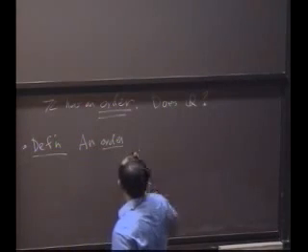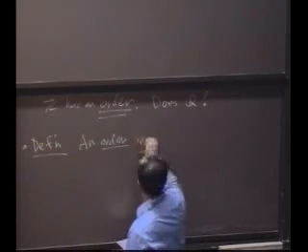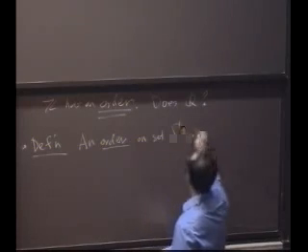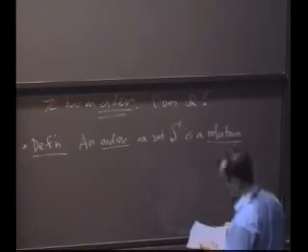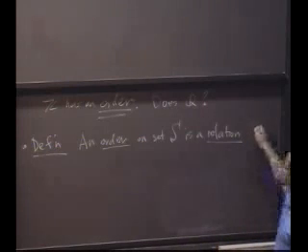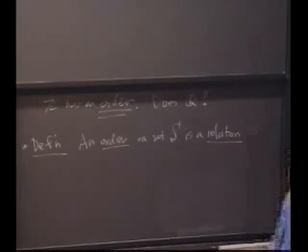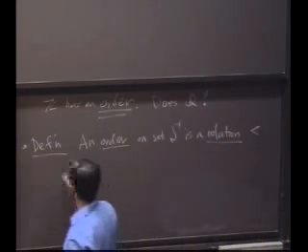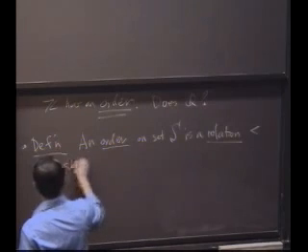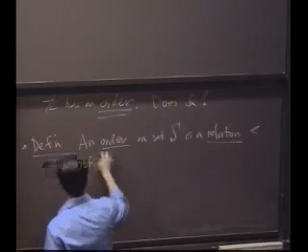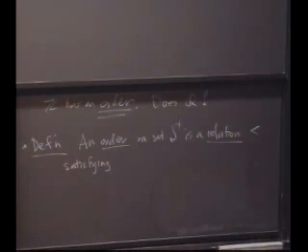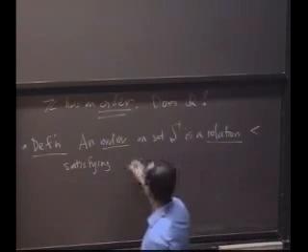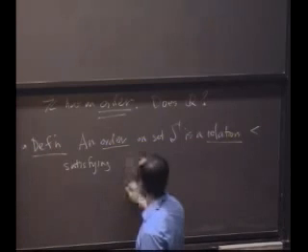So an order on a set S is a relation. And we usually write it, not surprisingly, by a little caret. It's a relation we'll call less than. We'll use that symbol, satisfying some properties. What properties should an order relation satisfy? I'll give you a hint. There are two properties it must satisfy.